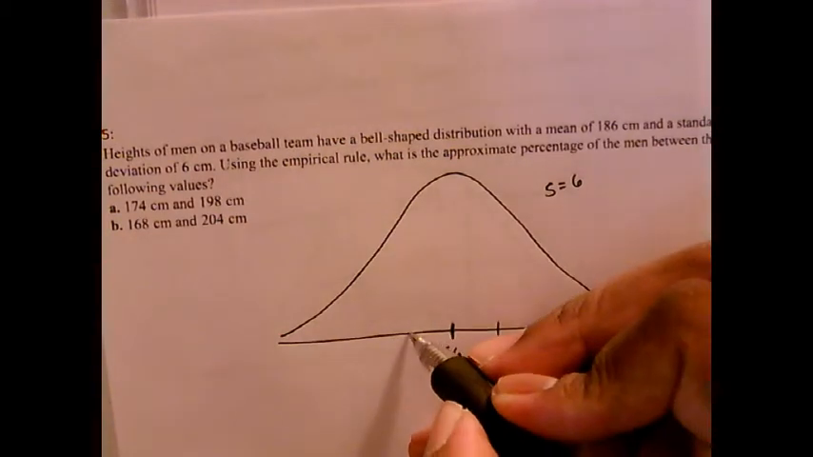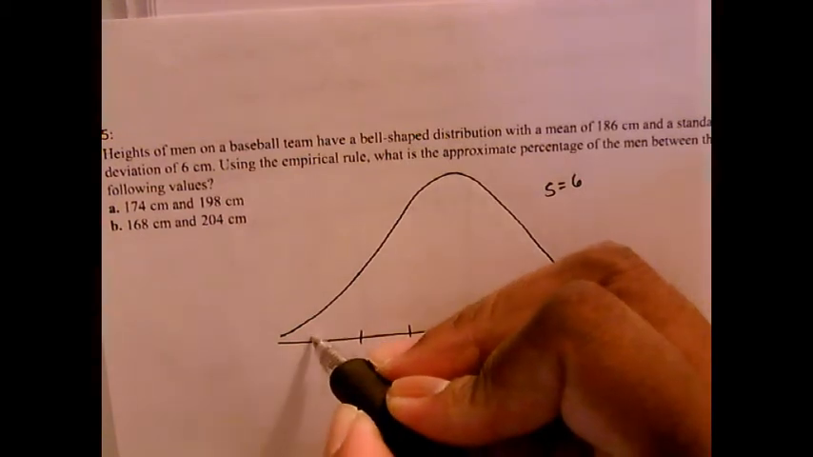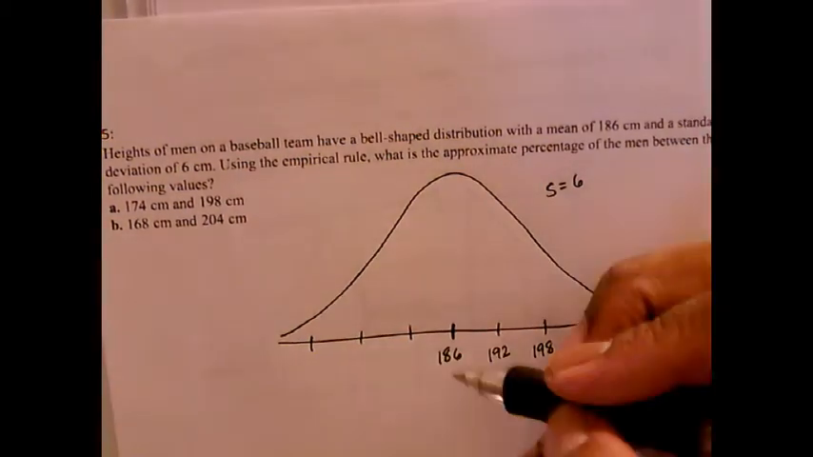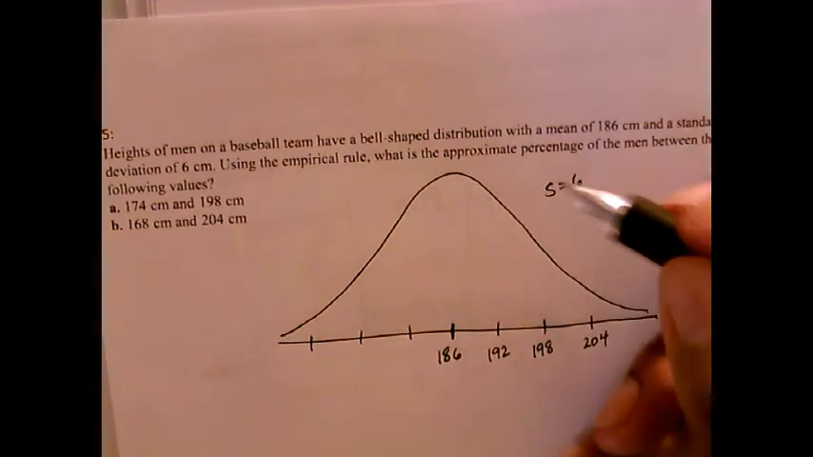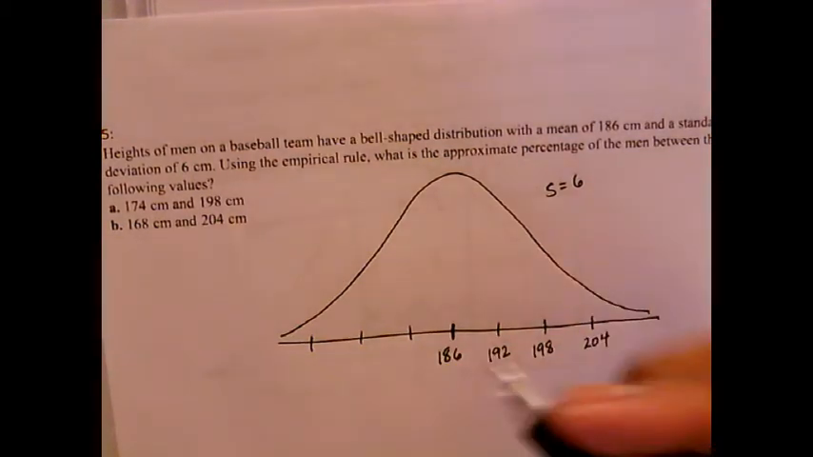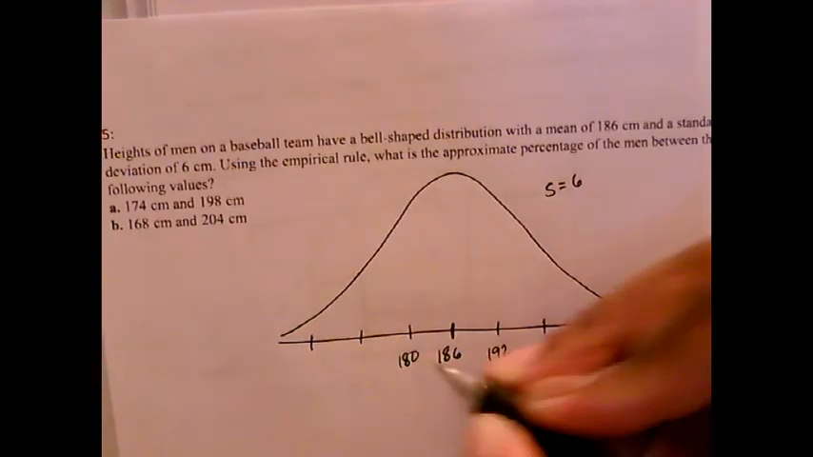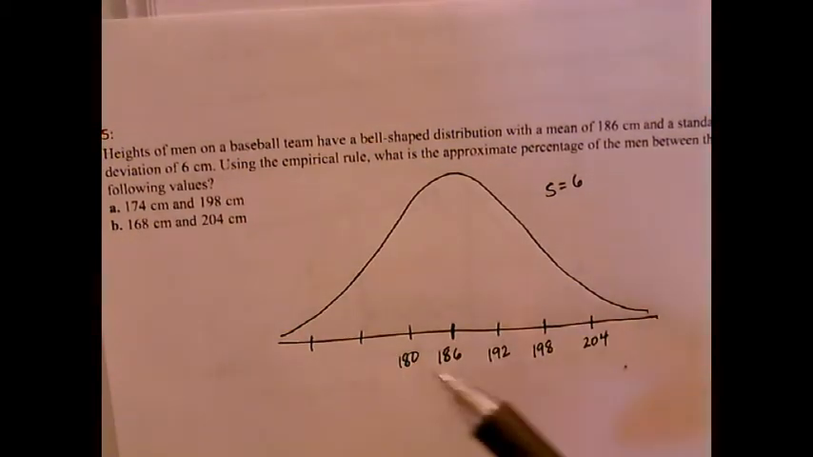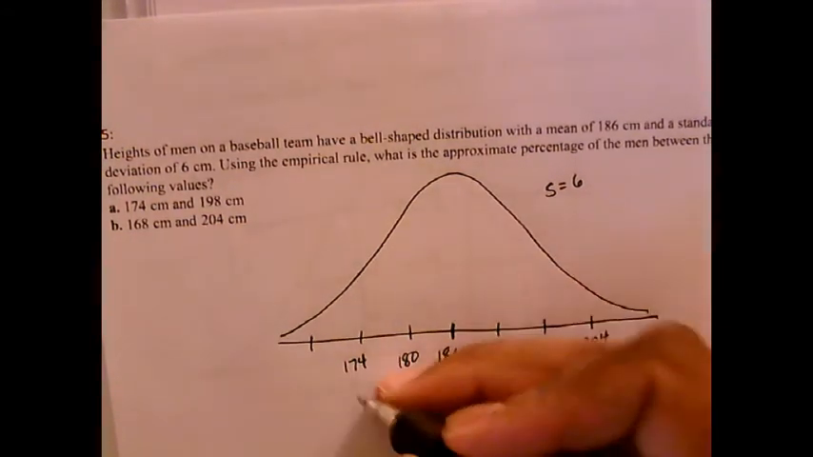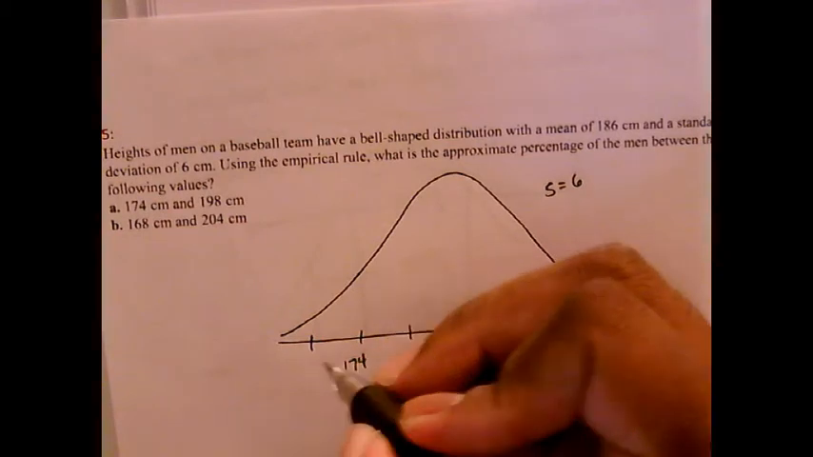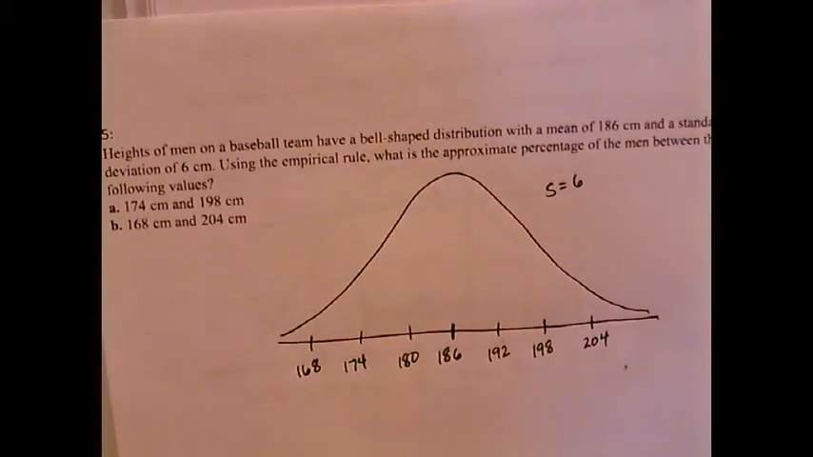Okay, and then we're going to go 3 to the left of the mean. Well, 1 standard deviation to the left, you'll subtract 6 from 186, you'll get 180. For 2 standard deviations of the mean, let's do 180 minus 6. That's 174. And let's do 174 minus 6, that'll give you 168, which represents 3 standard deviations of the mean. Okay, so that's going to help us answer part A.